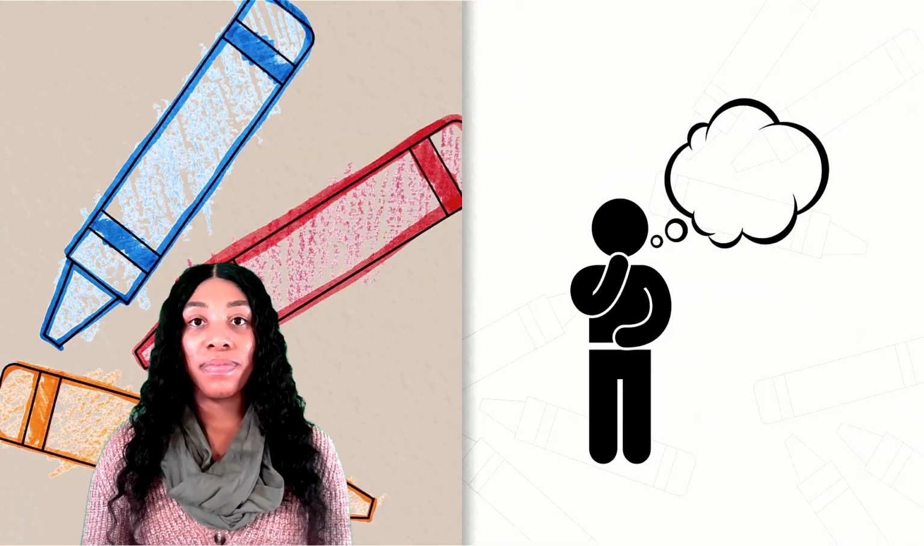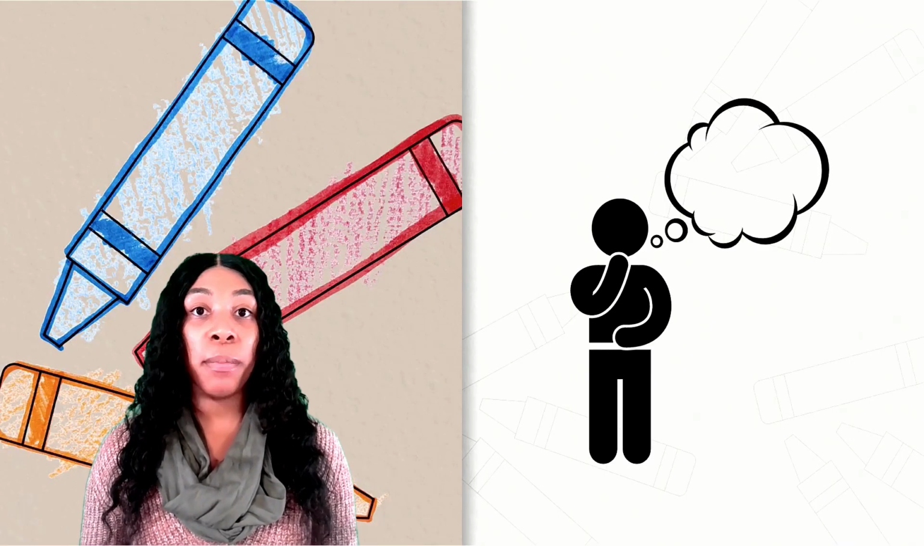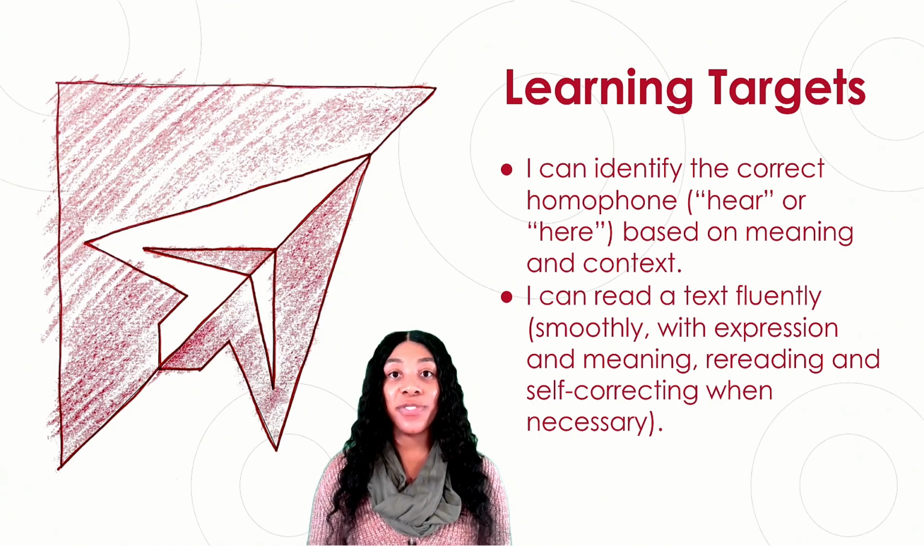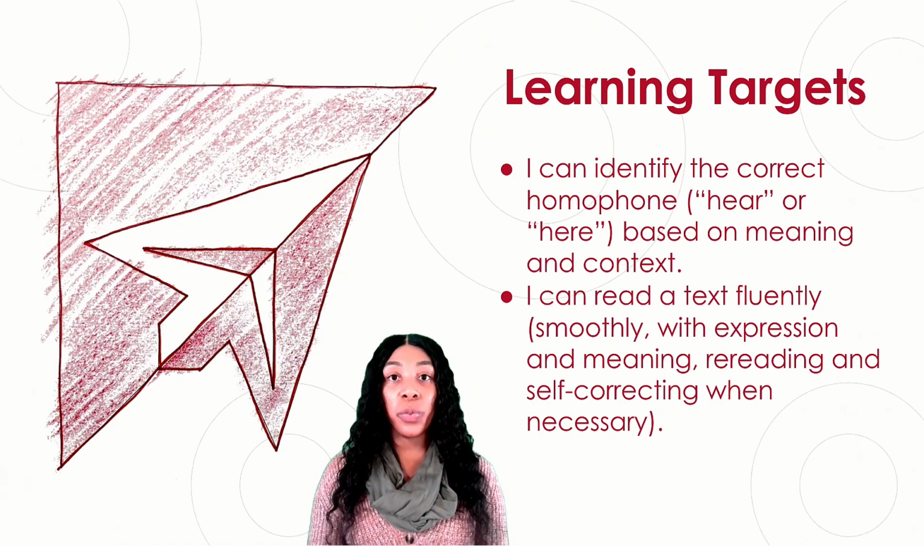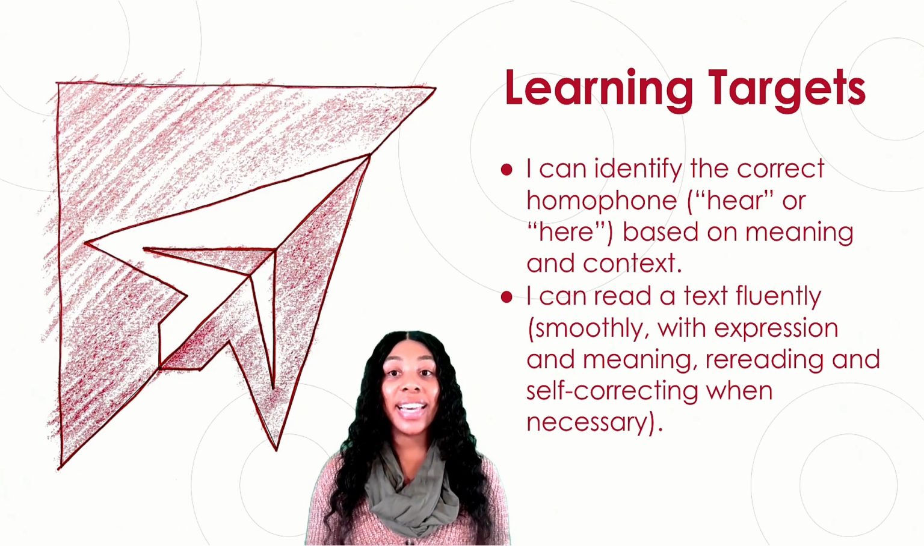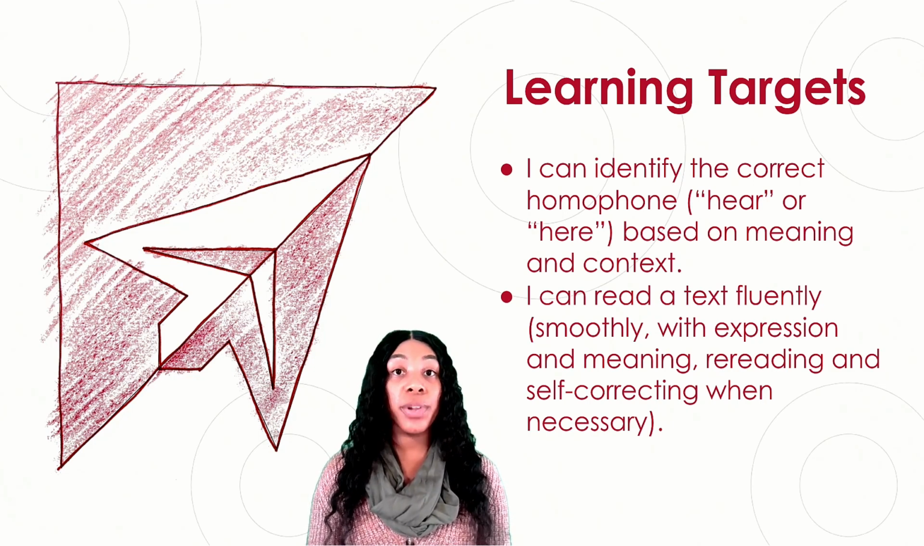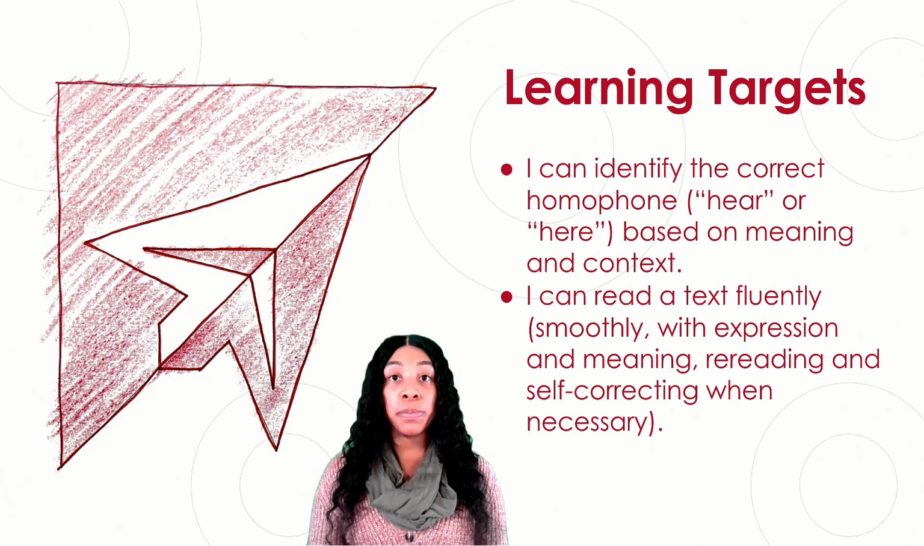Materials. Go ahead and put your thinking cap on. Ready? We have 2 new learning targets for today. Please follow along with me as I read them. Our first learning target is I can identify the correct homophone, hear or here, based on meaning and context. Our second learning target is I can read a text fluently, smoothly with expression and meaning, rereading and self-correcting when necessary.